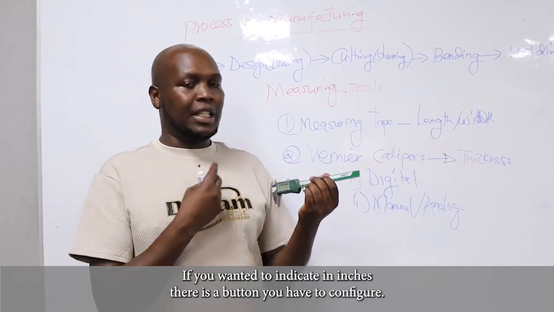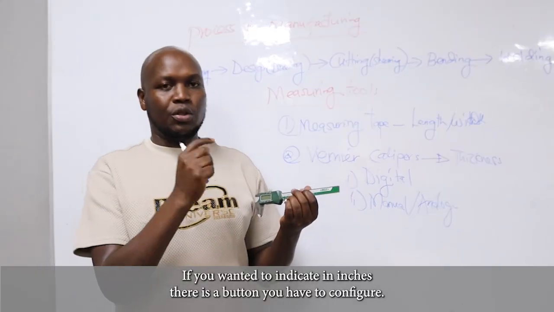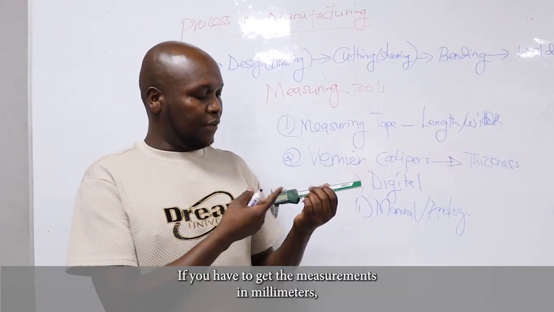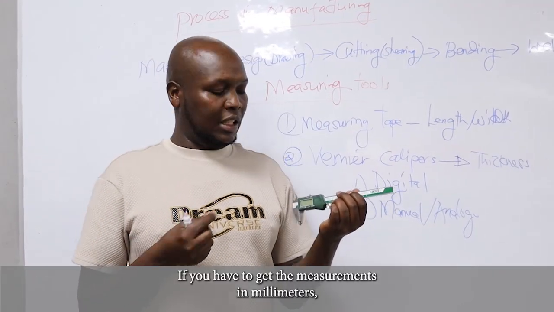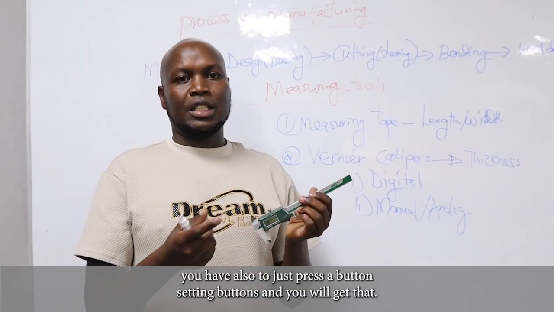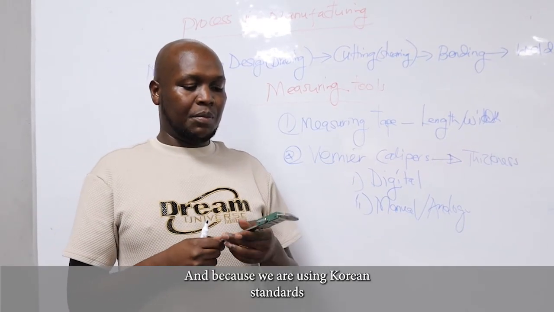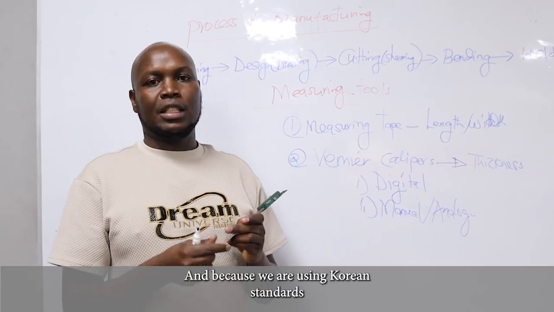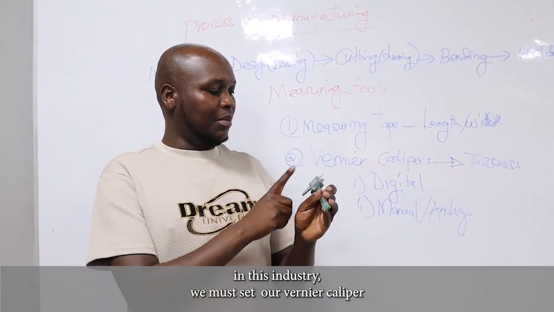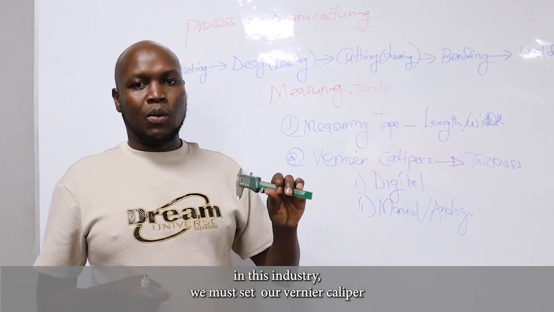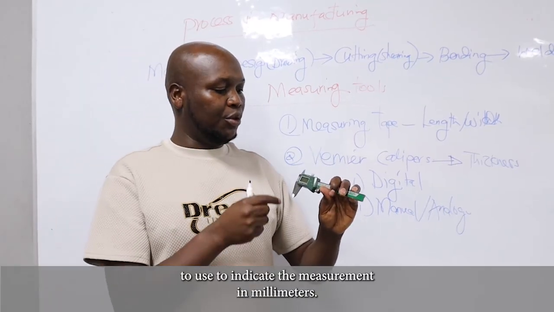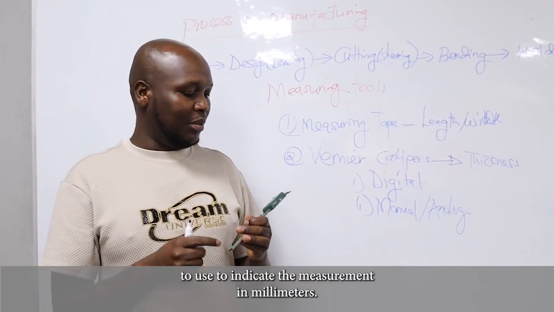There is a configuration of this digital. If you want it to indicate in inches, there is a button you have to configure. If you have to get the measurements in millimeters, you also just press a setting button, and you get that. Because we are using Korean standards in this industry, we must set our vernier calipers to indicate the measurements in millimeters.